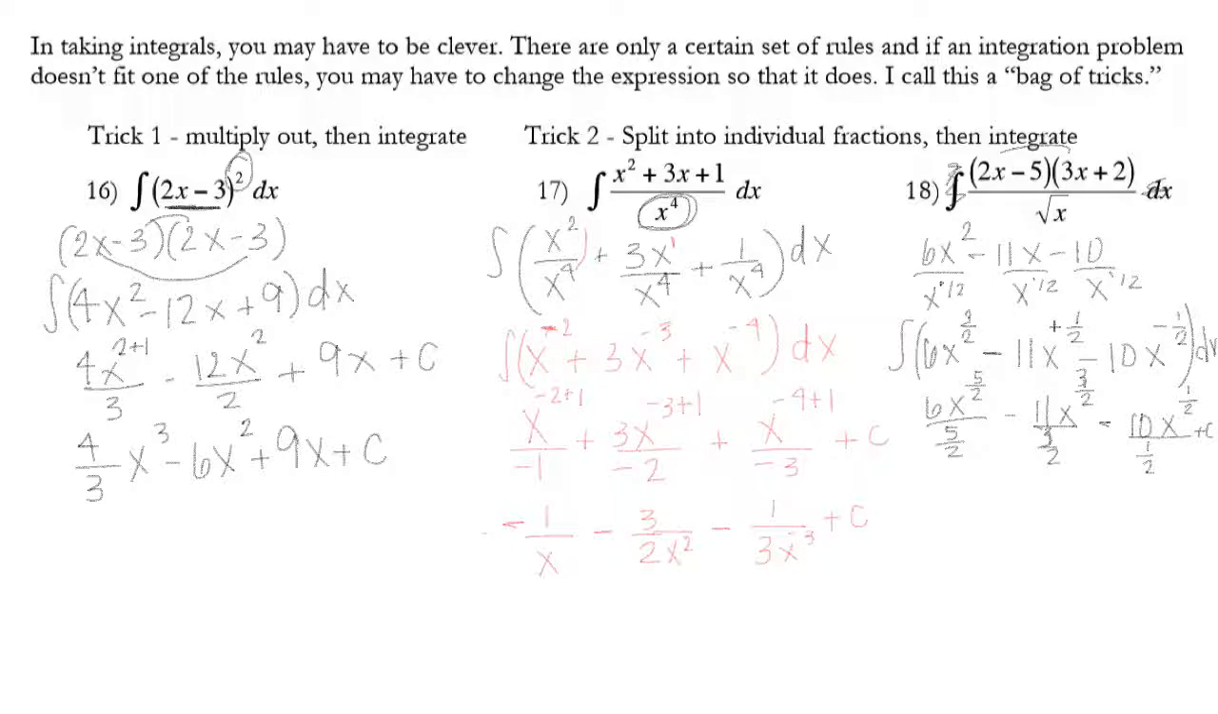And now let's see if we can't simplify some of this mess. That's going to be 12 over 5 x to the 5/2 minus, and let's see, that's going to be 22 over 3 x to the 3/2. And let's see, minus 20 x to the 1/2, and then plus c.